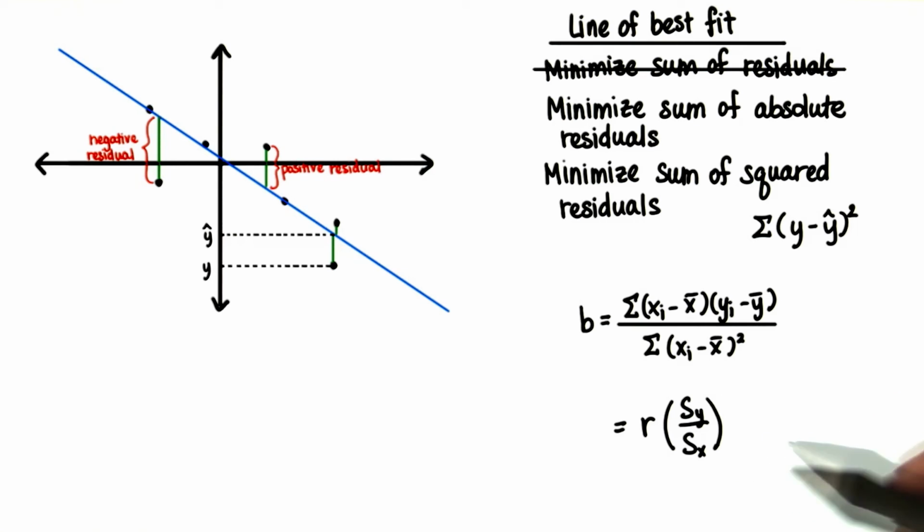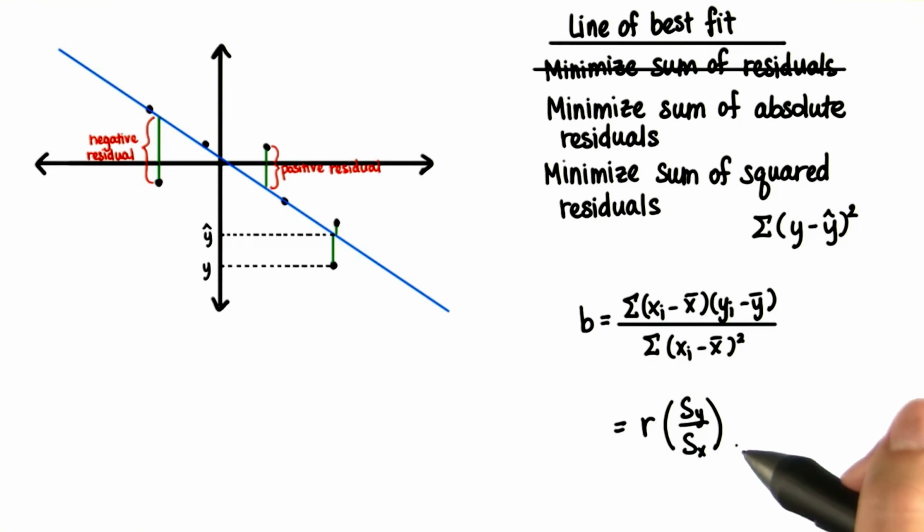Isn't that awesome? Let's use it to find the slope of our regression line for the airplane example.